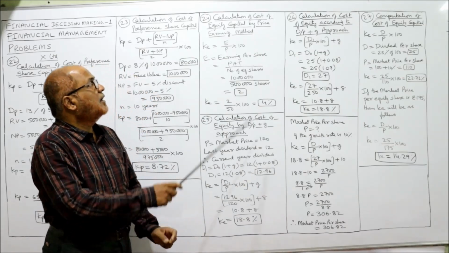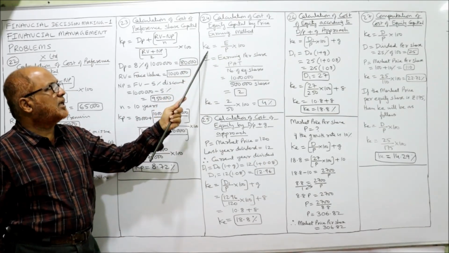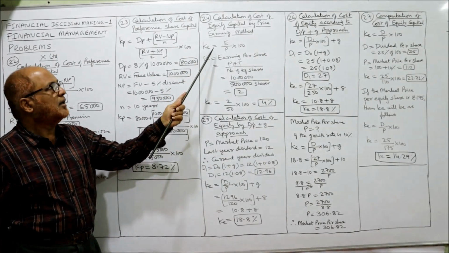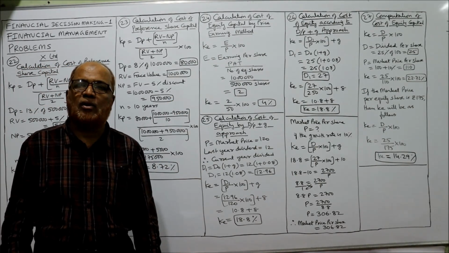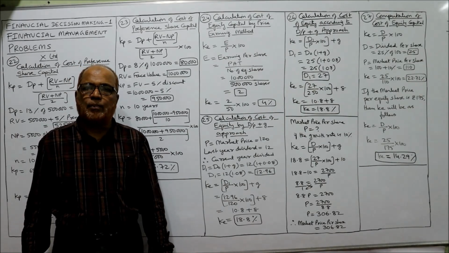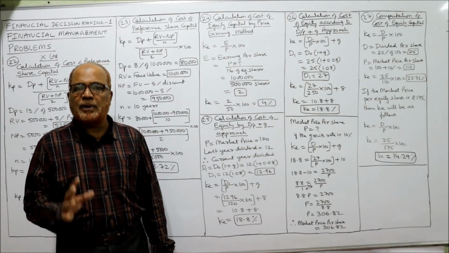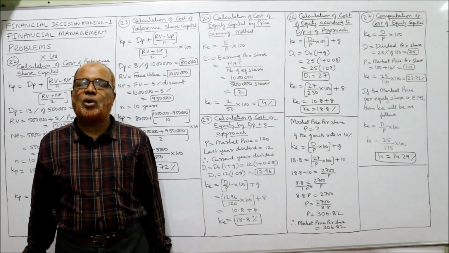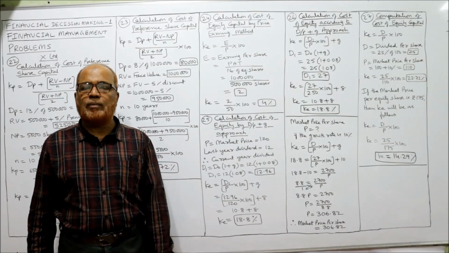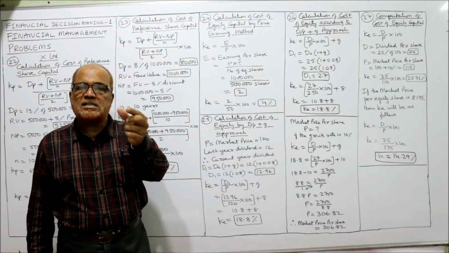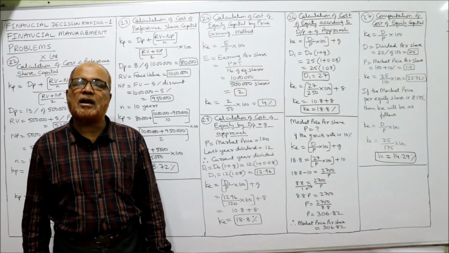See carefully. Calculation of cost of equity capital by the price earning method. KE, K stands for cost of equity, is equal to E by P into 100. This is the formula for calculating cost of equity according to the earning price approach, where E stands for earning per share. But earning per share is not directly given in the problem, so we have to find it. Remember the formula: profit after tax divided by number of equity shares. This gives you EPS, earnings per share.